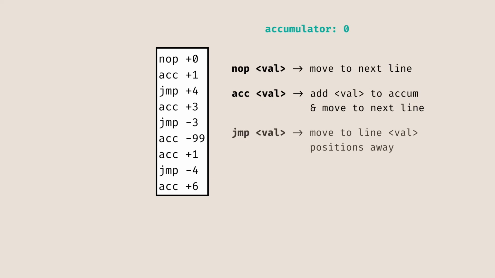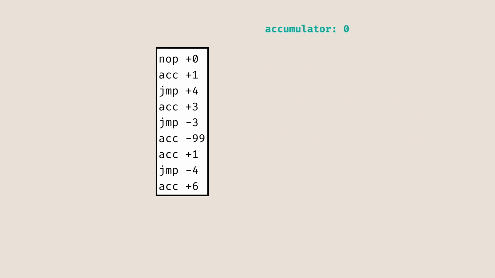And finally, we have our jump instruction, which also takes in a value, and we should just move to the line exactly val positions away. So that means if our value is a negative number, we jump back that many spaces. If our val is a positive number, then we jump ahead that many spaces. And with these 3 different instruction types, we have a way to actually run an algorithm through this instruction list. We always start at the very first instruction of the list, that means this one at the top, and we also begin our accumulator with the value of 0.